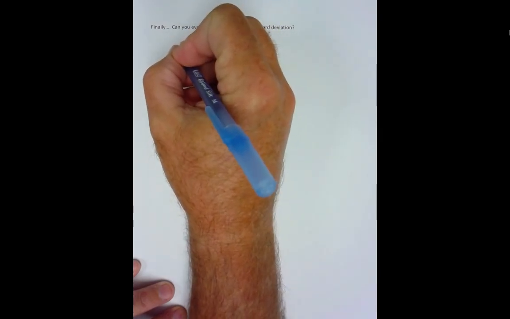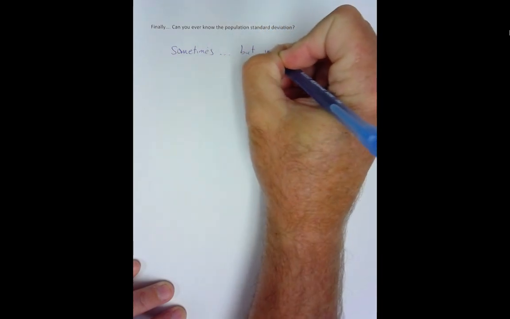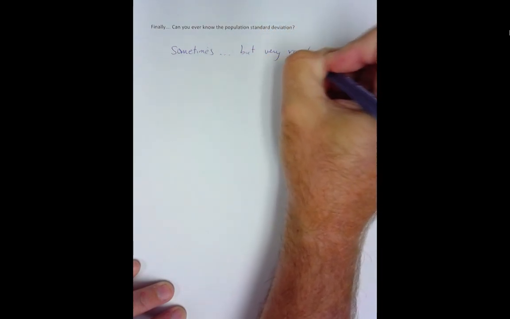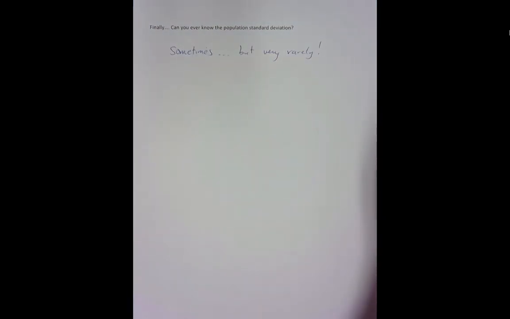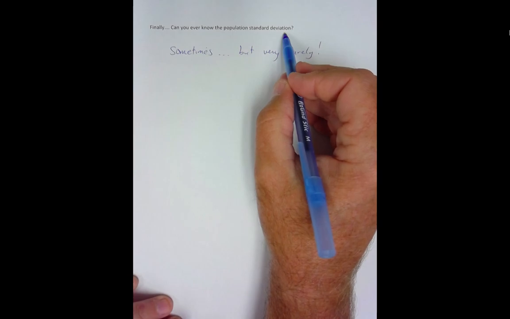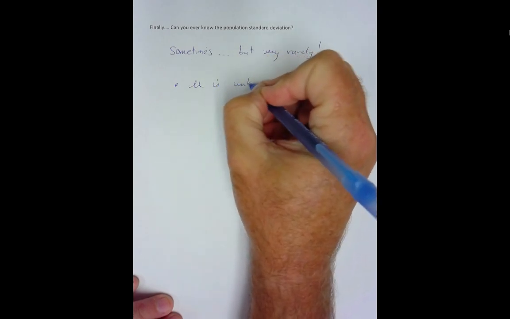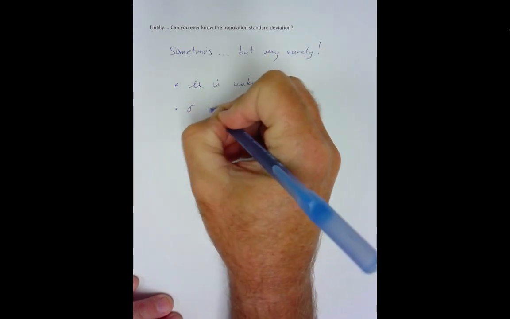Guys, finally, can you ever know the population standard deviation? Yes and no. Sometimes. But very rarely. In fact, it's almost unrealistic to think that you're going to get many situations where the population standard deviation is known when you're trying to estimate the value of mu, which is unknown. So the criteria here: mu is unknown, sigma is known.